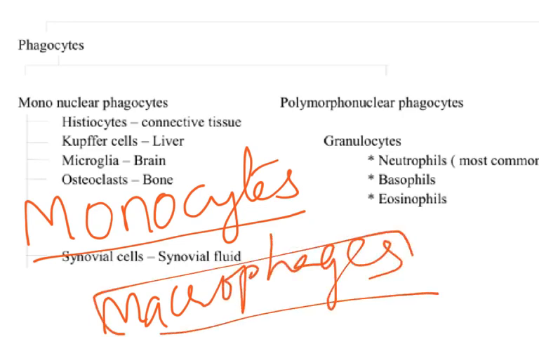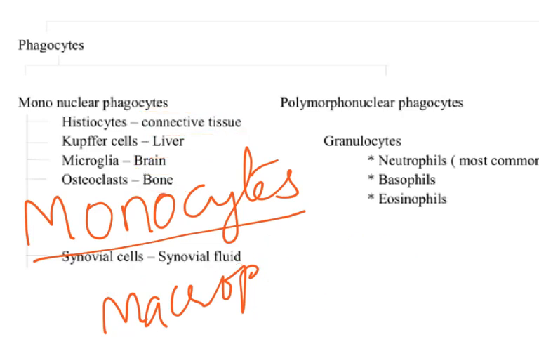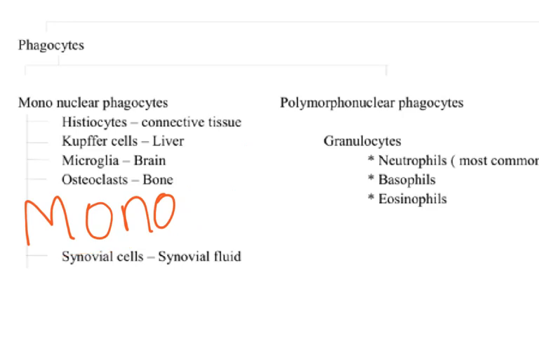These macrophages settle down in different places of the body. If they settle in the areolar connective tissue, we call them histiocytes. If they are seen in the liver, Kupffer cells. In the brain, microglial cells. In the bone, osteoclast cells. In the synovial fluid, synovial cells. Wherever they are present, their function is the same, that is phagocytosis. So that's all about the mononuclear phagocytes. Now let us see the polymorphonuclear phagocytes.